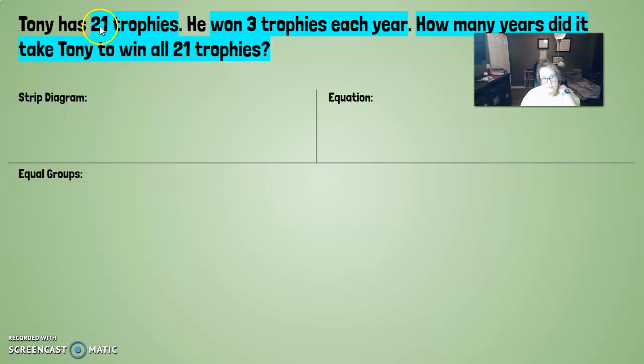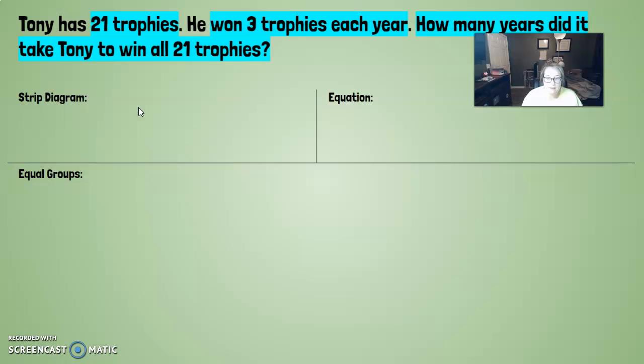Well, I know that 21 trophies is important. And I know that he won 3 trophies each year, so that's important. And my question is asking me how many years did it take Tony to win all 21 trophies? That's important as well. So I'm going to use this information to make my strip diagram.